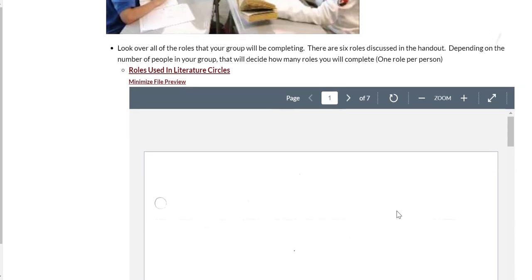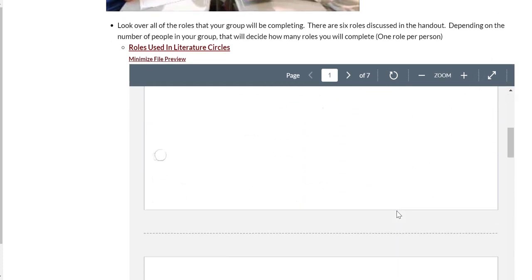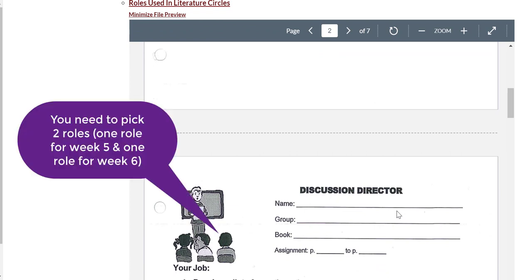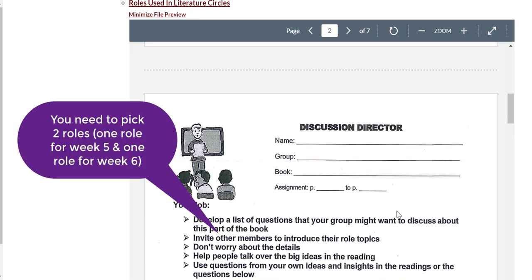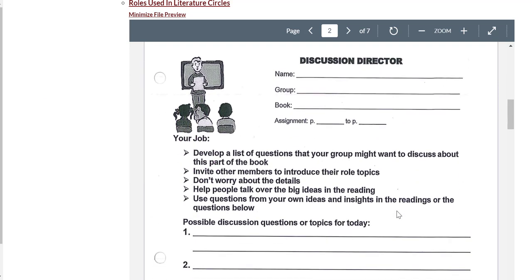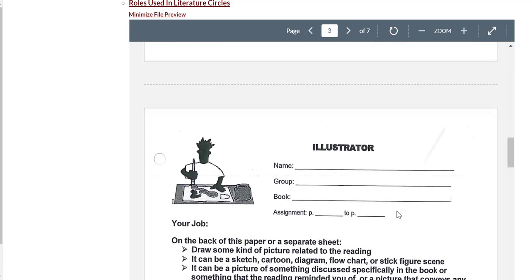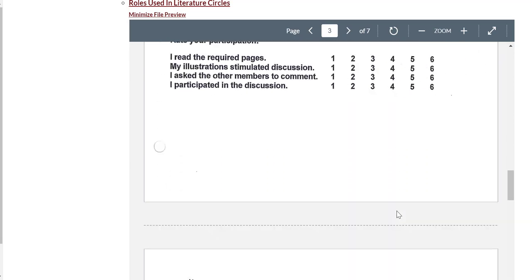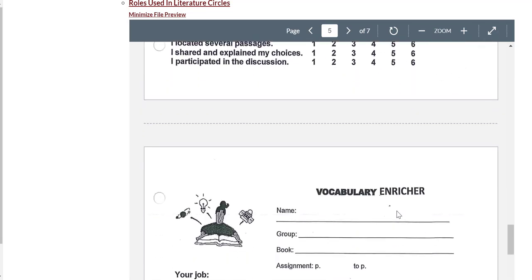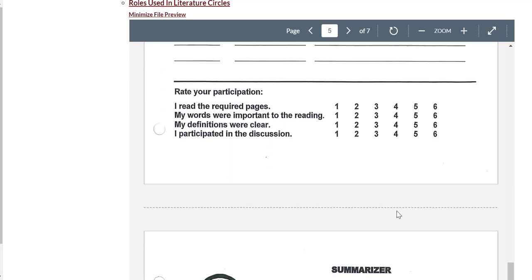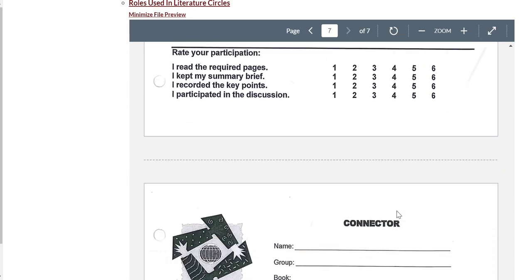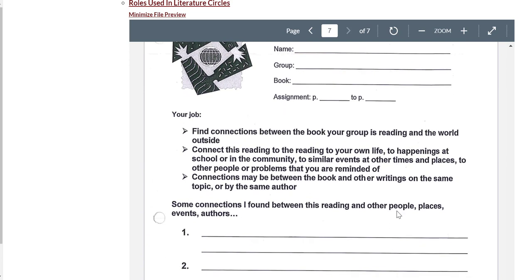So you need to look through here. There are several different roles that you can complete. Everybody needs to have a different role, so you don't need two discussion directors in one group. I think there are a total of 6 different roles, and the groups right now only have 4. So you'll need a discussion director for sure. I would maybe wait on the illustrator. For sure, a vocabulary person; a summarizer would be great; a connector is really good. So you need to look through these and decide which ones you would be interested in completing.